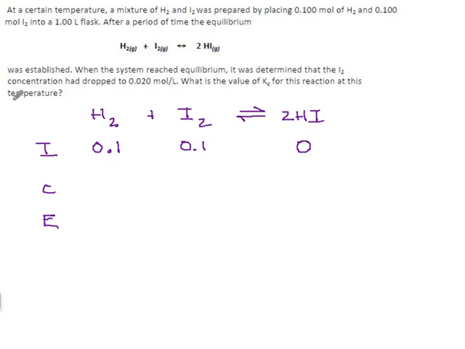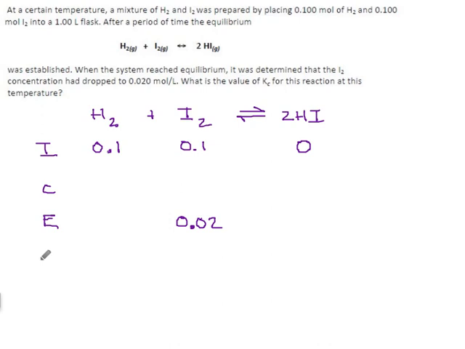That's an assumption we have to make all the time, and rarely will they spell it out explicitly. When they say, I put these 2 things in the flask, you assume that's a complete list and that there isn't anything else. Now, hopefully there's a little more information. When the system reached equilibrium, it was determined that the iodine concentration was down to 0.02. That's our equilibrium iodine.